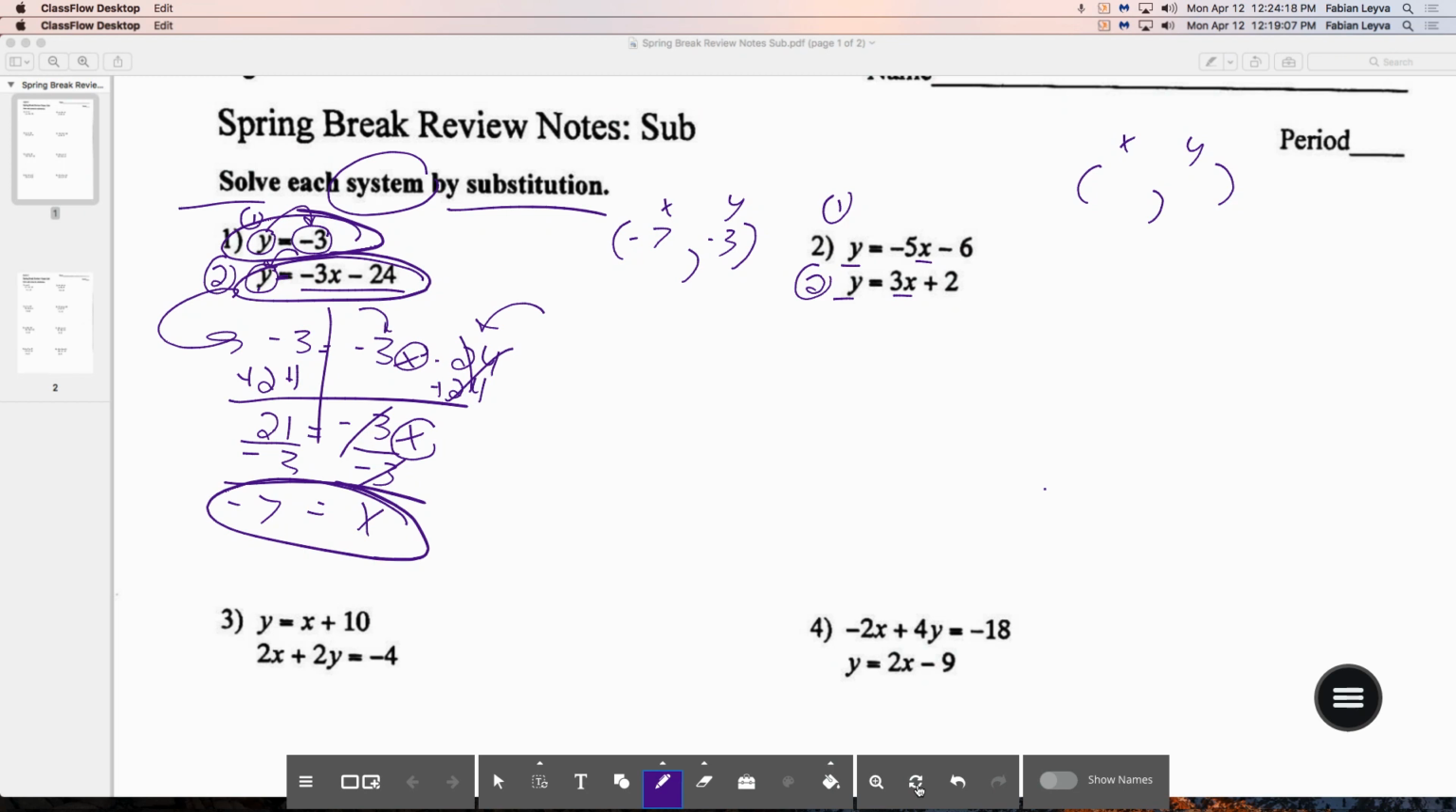So what I want you to do is attempt to do number 2, okay? So see if you can do substitution. I'll be walking around seeing if I could clarify number 1, or if I could help you work through number 2 as well.